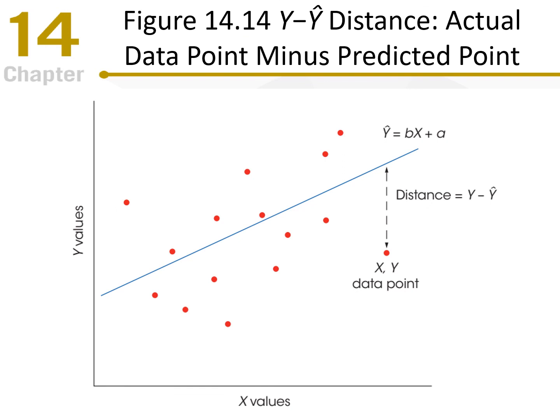And here's a graph depicting what I just said. Here's your prediction line, y hat equals bx plus a. The vertical distance, y minus y hat, is your error in prediction. And we're trying to minimize the total squared error in prediction, because if we add up all the regular errors in prediction, we'll get 0. So we want to minimize the total squared error in prediction.